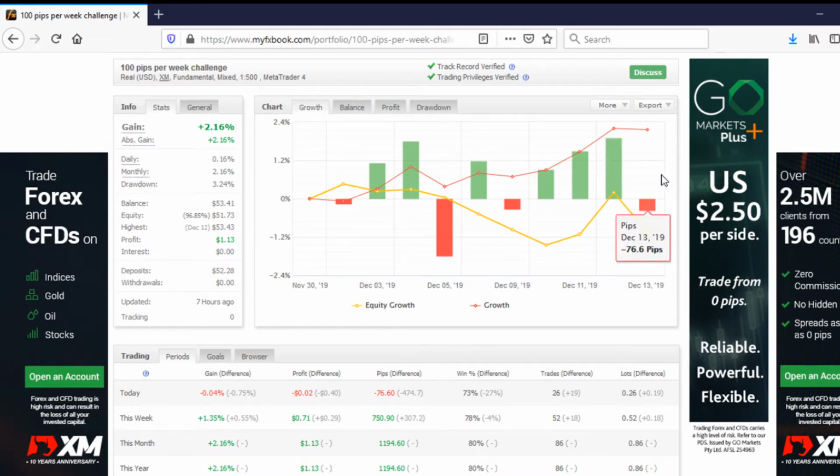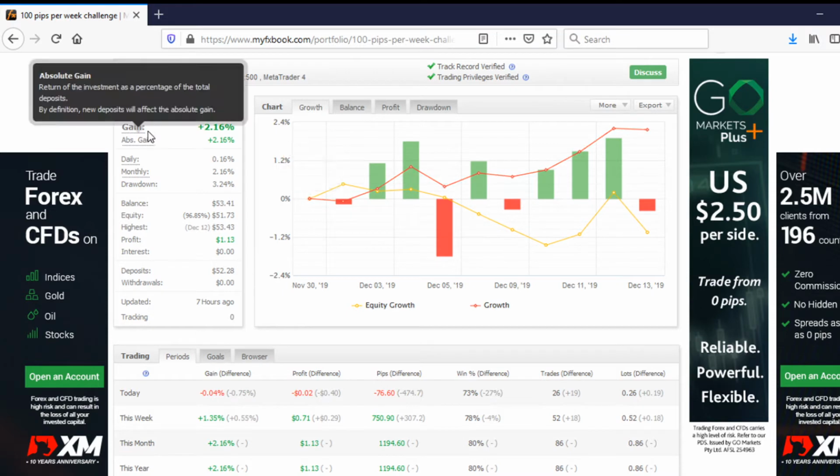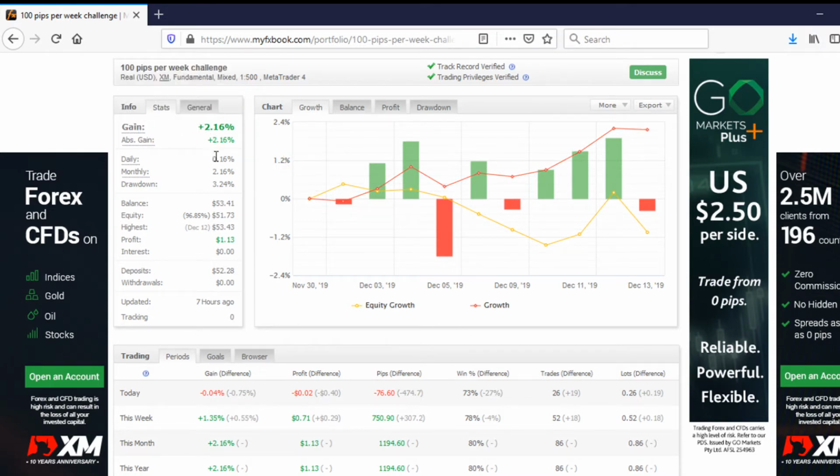So as you can see here, growth is at 2.16%, which is iterated here, 2.16% in the second week, and the equity is at minus 1.05%. We'll go further on into the details. If there's anything you want me to go into detail on, just leave me a comment.